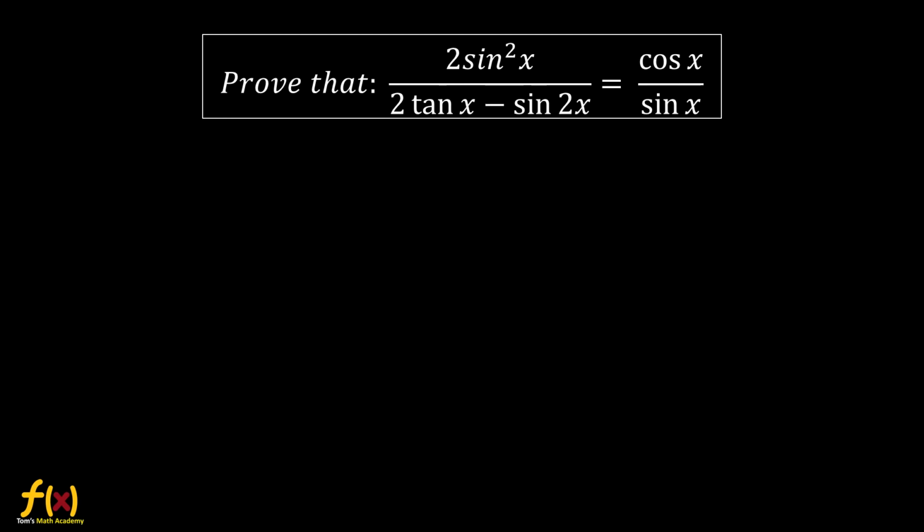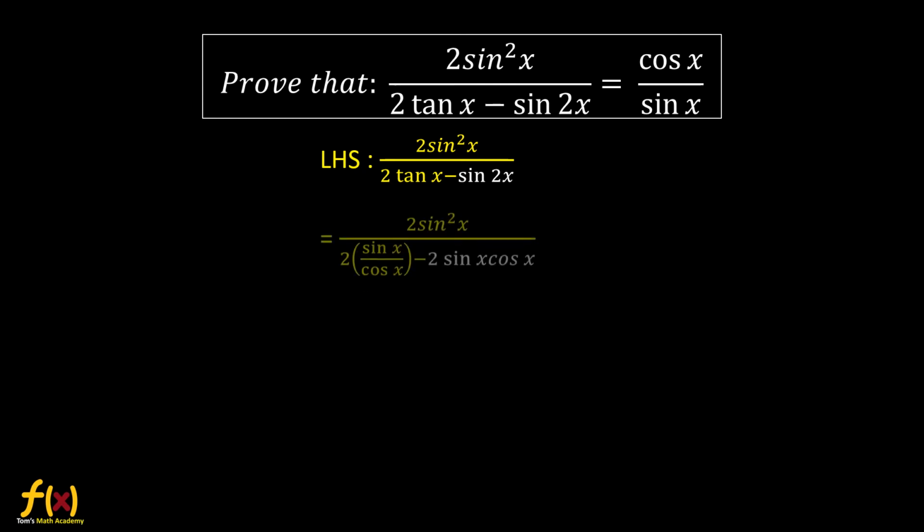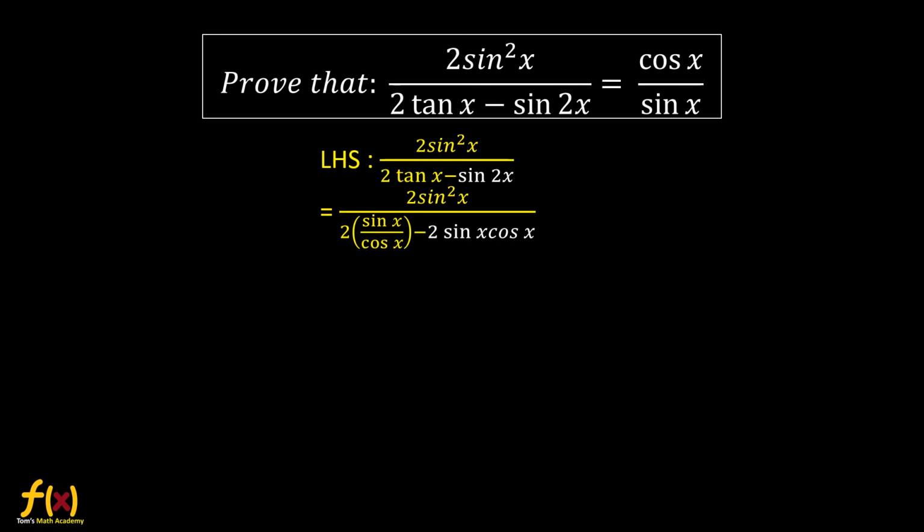Prove that 2 sin square x over 2 tan x minus sin 2x. So we start with the left hand side. We have sin 2x there, tan x is there. So we use the common identities. Tan x is sin x over cos x. That is 1 mark for you. Sin 2x is 2 sin x cos x.